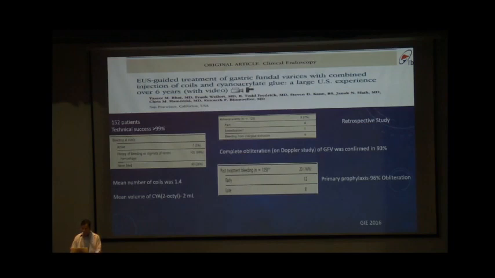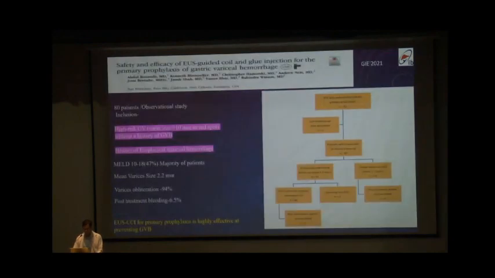The complete obliteration was seen in 93% and 96% had achieved complete obliteration, thereby suggesting that EUS-guided therapy was better as compared to endoscopic therapy, but there was no survival benefit when you compared both the therapies on their own.